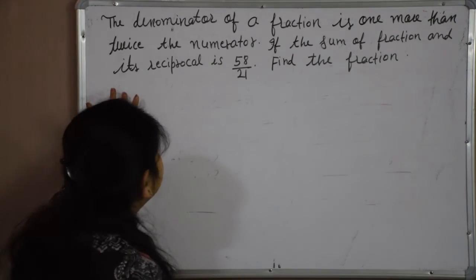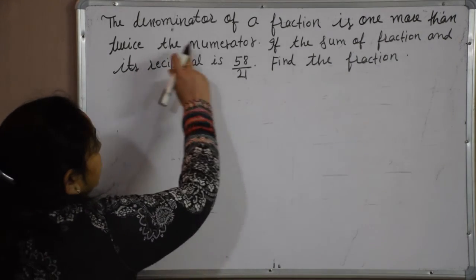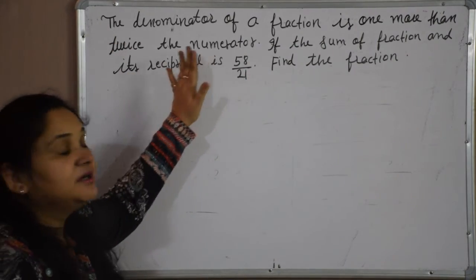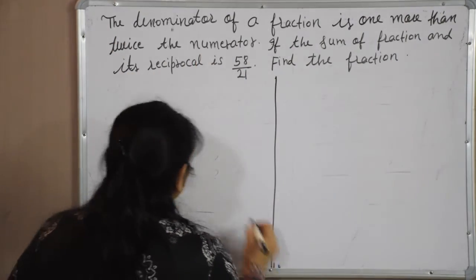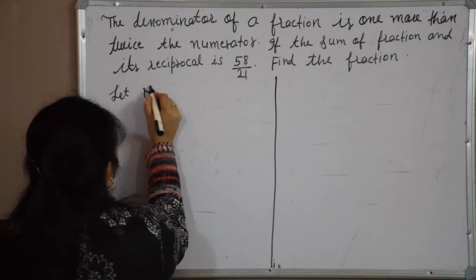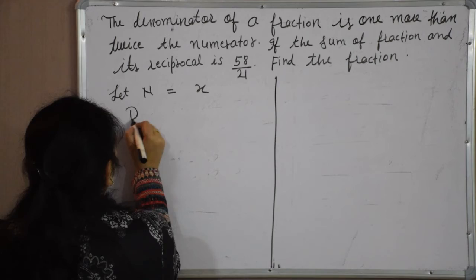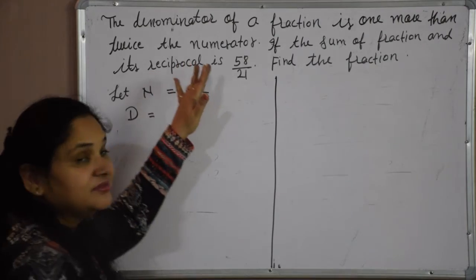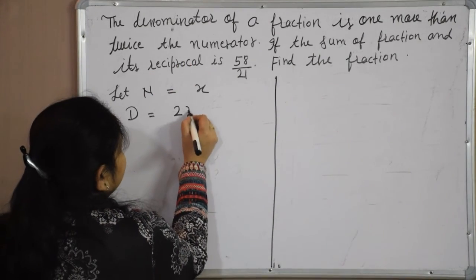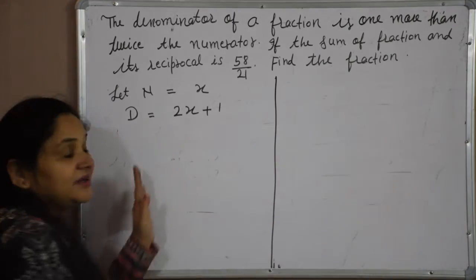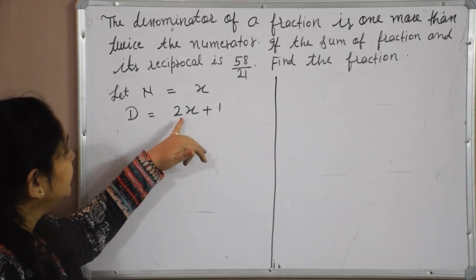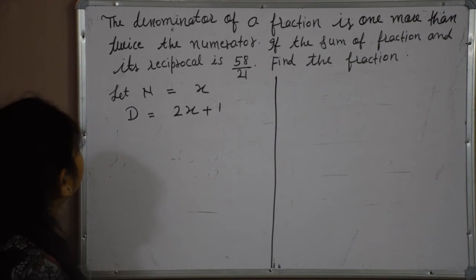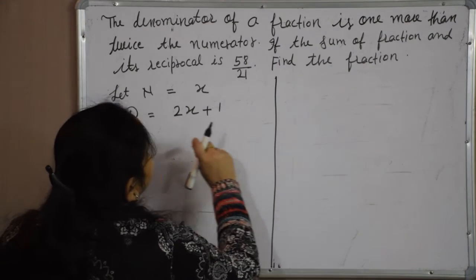See the next question, it is of fraction type. The denominator of a fraction is 1 more than twice the numerator. So the denominator depends on the numerator. So in these types of questions, we will suppose the numerator is equal to x. Twice the numerator is 2x, and 1 more than that is 2x plus 1. It is our numerator, it is our denominator.